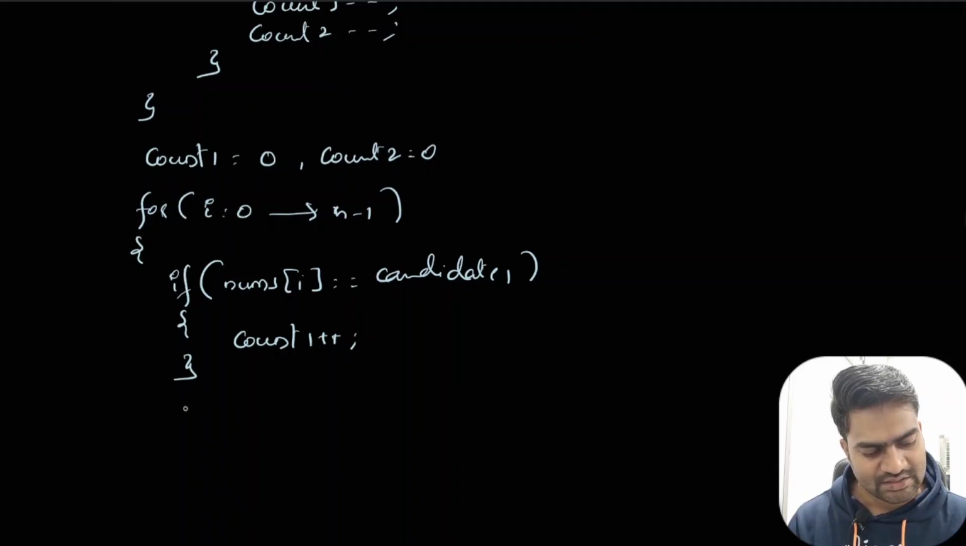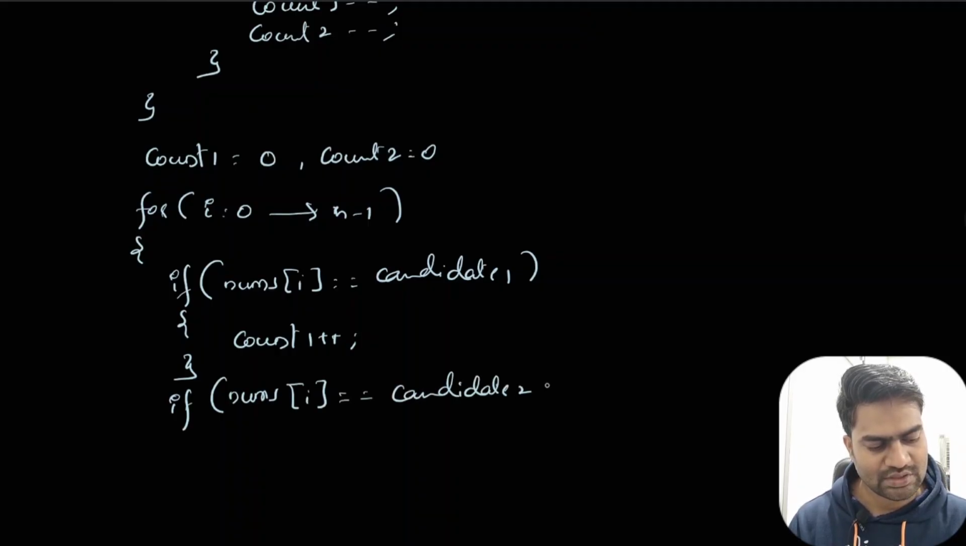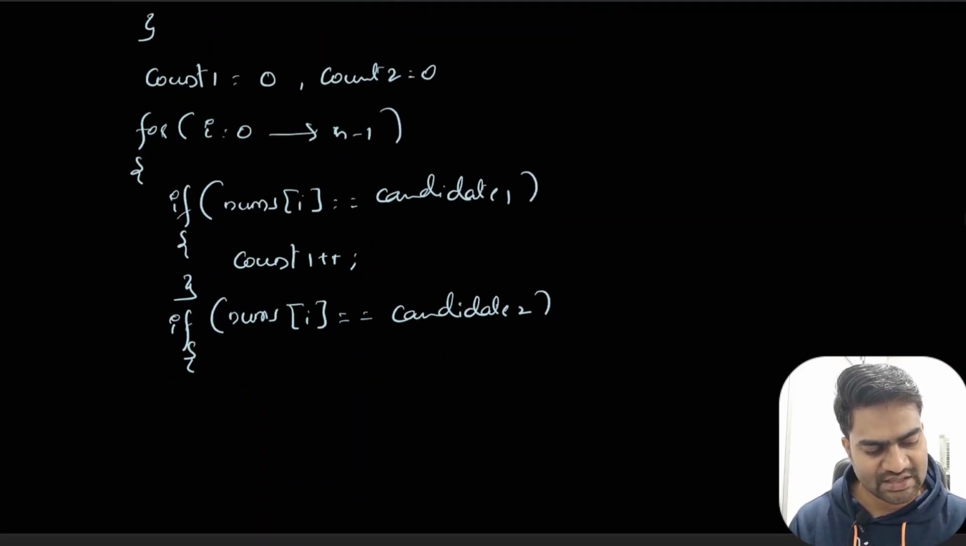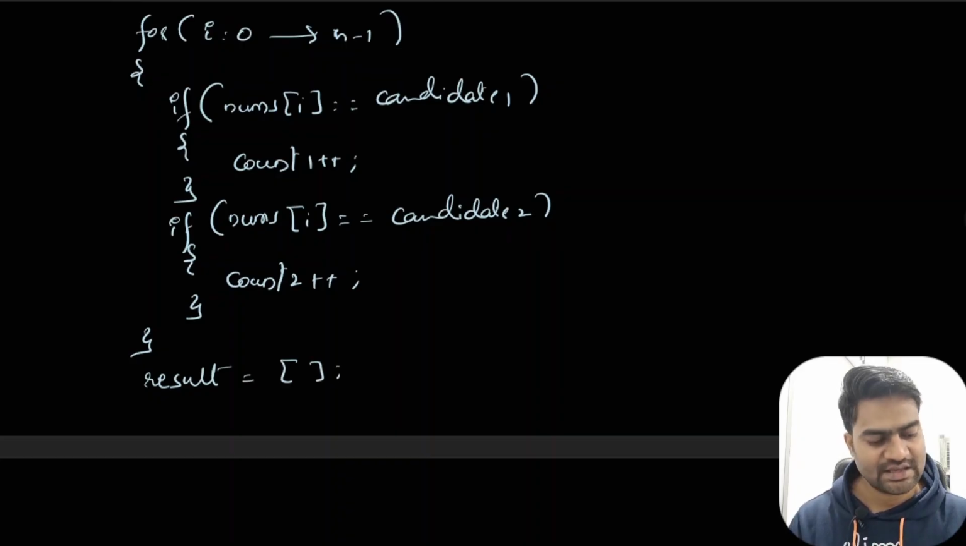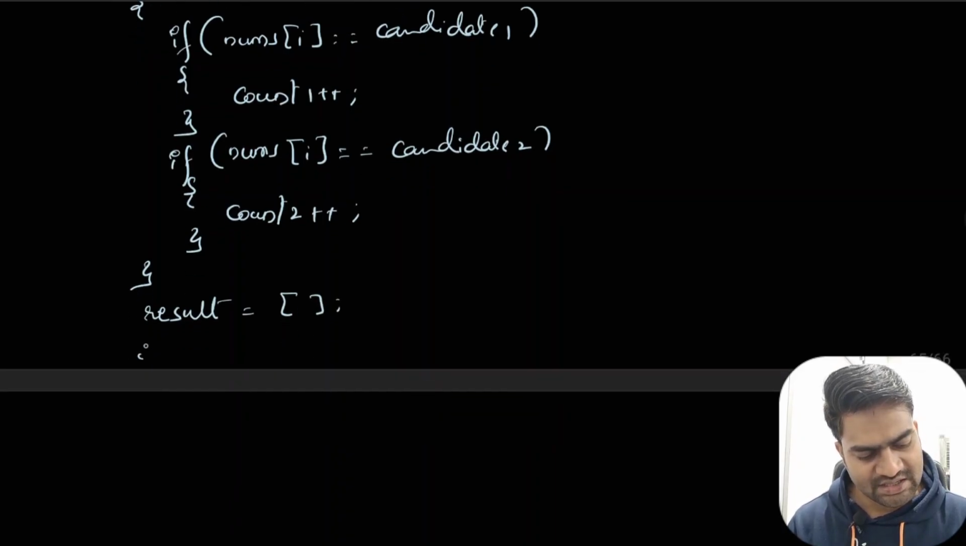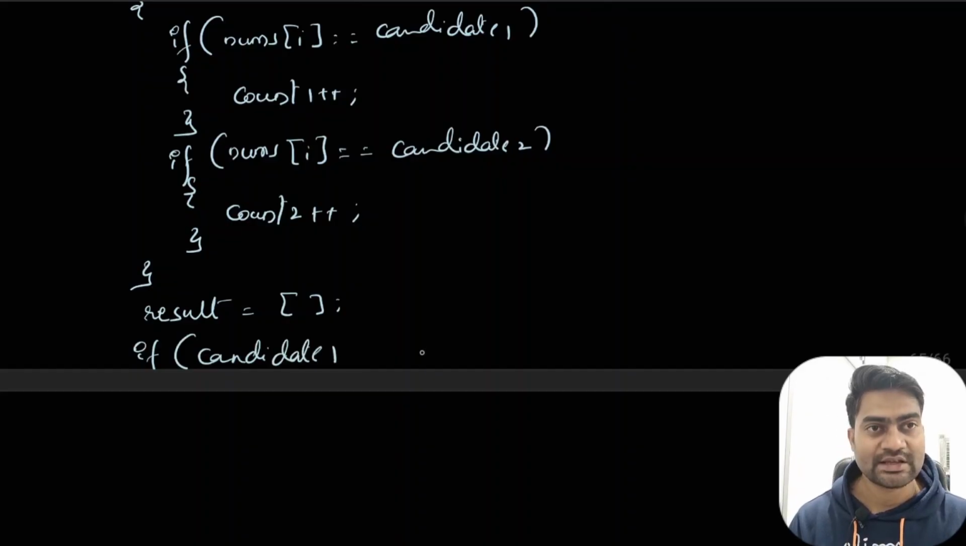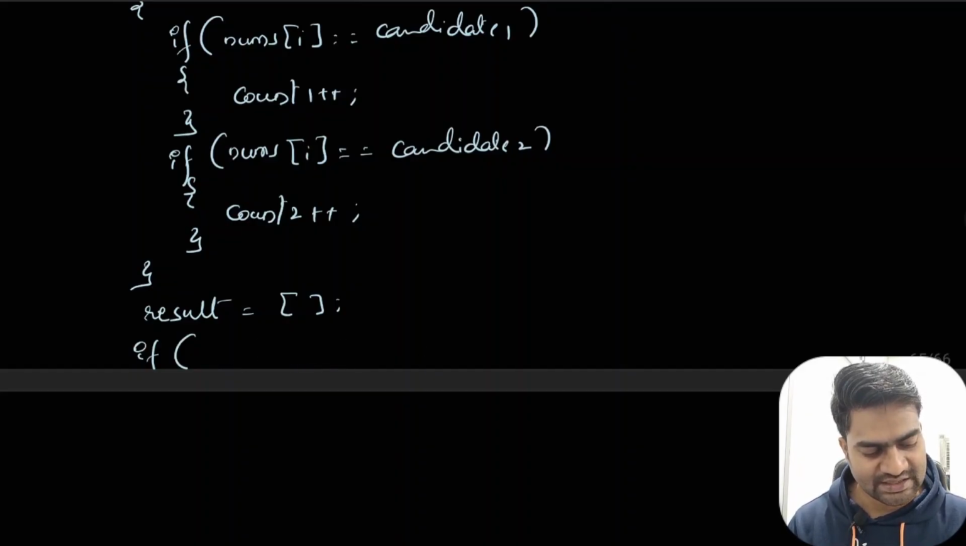Okay. I will use one more if statement. If our nums of i is equivalent to candidate 2, then I will simply increment count 2, count 2 plus plus. Then finally, I will take a result array. So the result array will be an empty array initially.